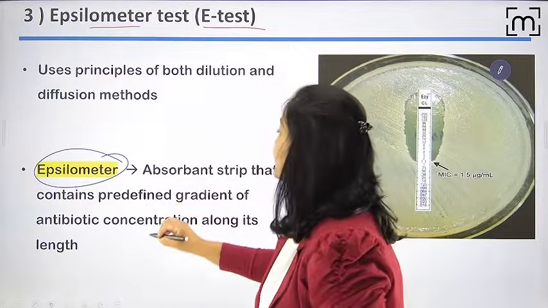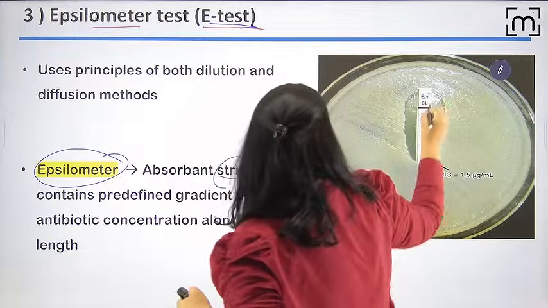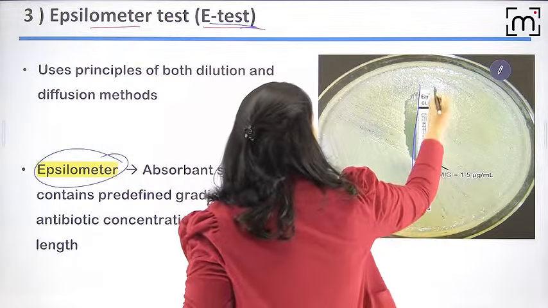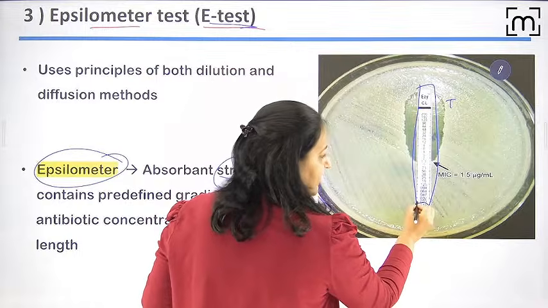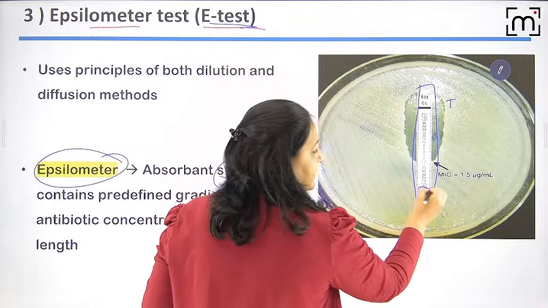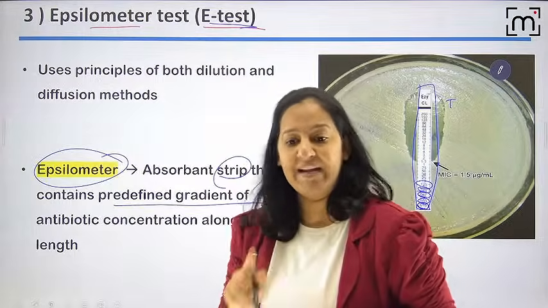So here it is known as E strip, epsilometer. It's a strip. You can appreciate the strip. It is dipped in tetracycline. They all are tetracycline, but in different concentrations, 0.16, 0.20, 0.47 likewise. So it is graded. It is known as gradient. It is not completely one, it is gradient.